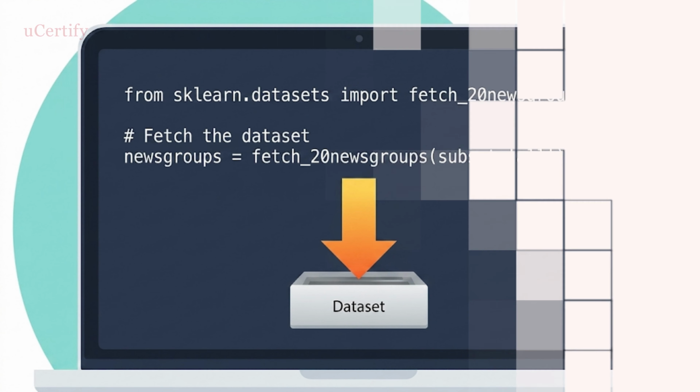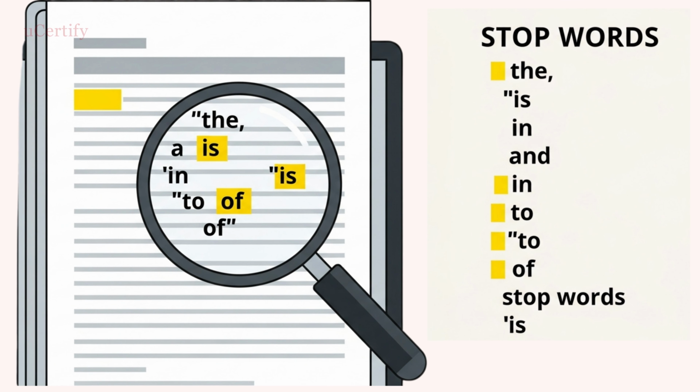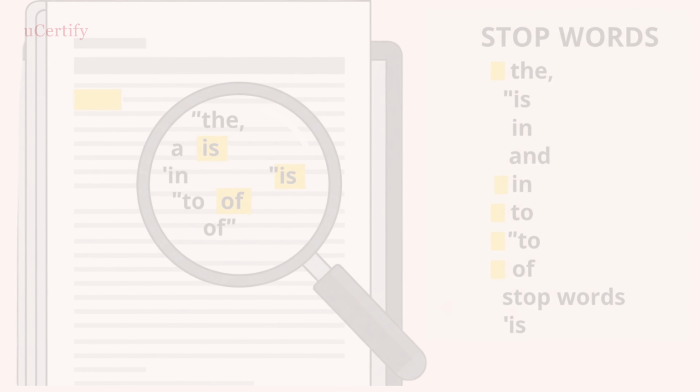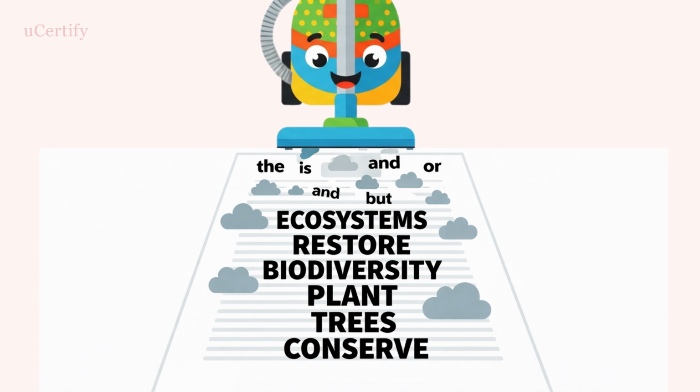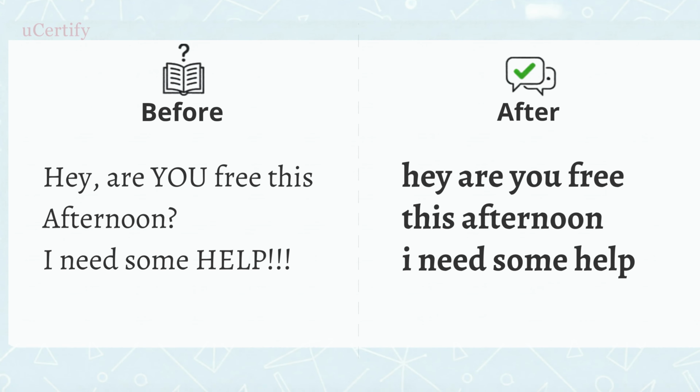First, let's load the 20 Newsgroups dataset into our analysis environment for text processing. Next, we'll identify and list the common stop words that appear within our 20 Newsgroups dataset. Now, let's remove those identified stop words from our text data to clean it up. We'll also remove punctuation and convert all text to lowercase to ensure consistency in our data.